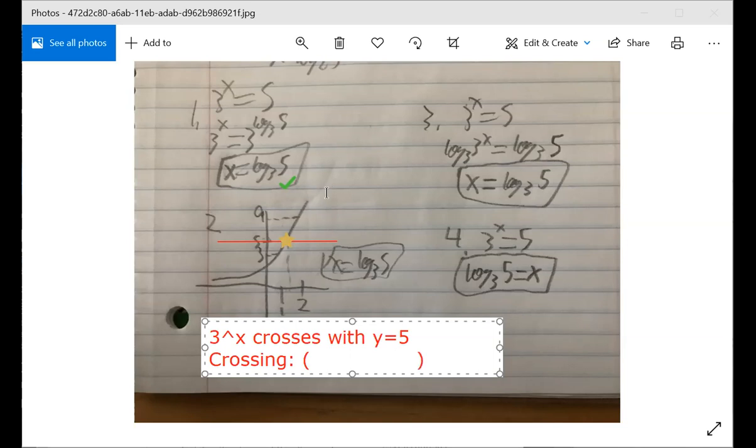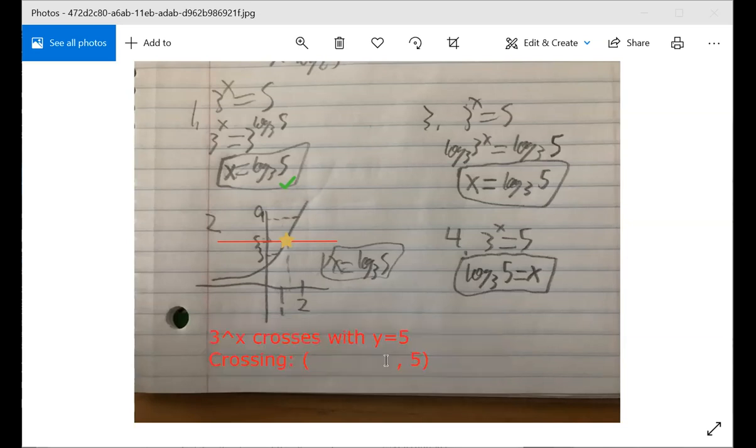The crossing is the y coordinate, the output is 5. The input is log base 3 of 5. Do you follow me? Could everybody write it down? I think you understood, you just forgot that y is 5. So this line is y equals 5.